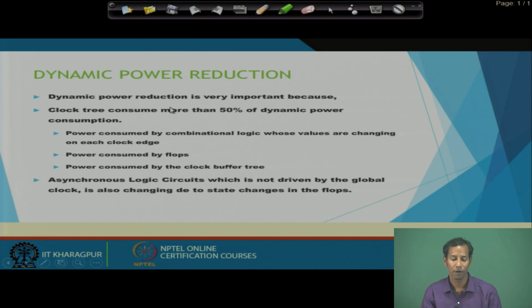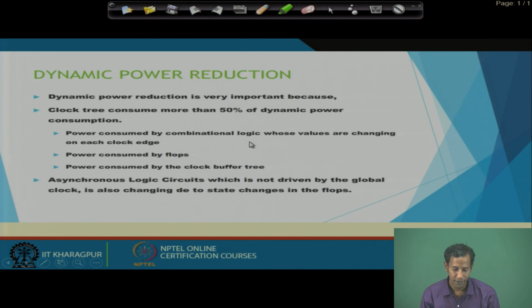Now, dynamic power reduction. Dynamic power reduction is very important because the clock tree path consumes more than 50% of dynamic power consumption. There is power consumption by combinational logic whose values change on each clock edge, power consumed by flops, and power consumed by the clock buffer tree. Asynchronous logic circuits which are not driven by the global clock also change due to the state changes in the flops. All these are basically sources of dynamic power.